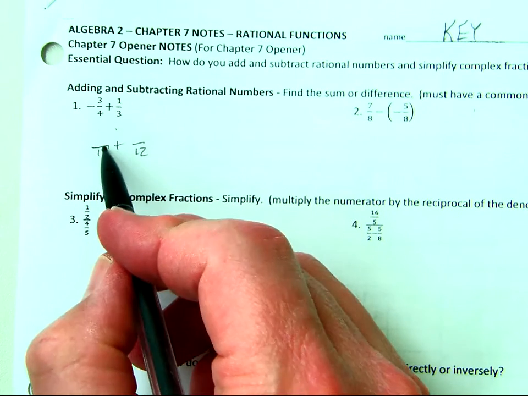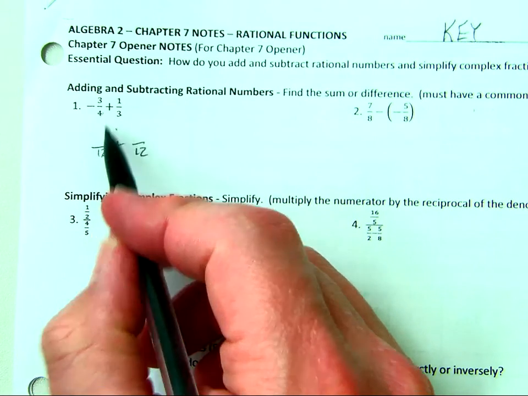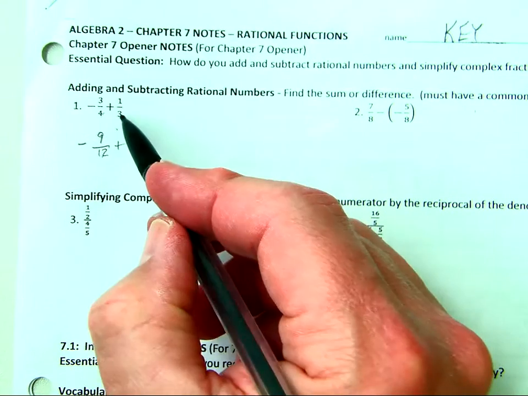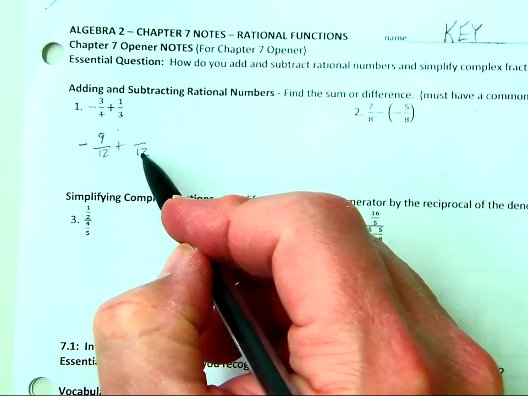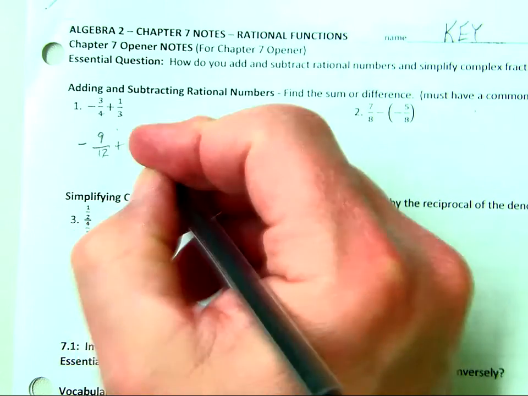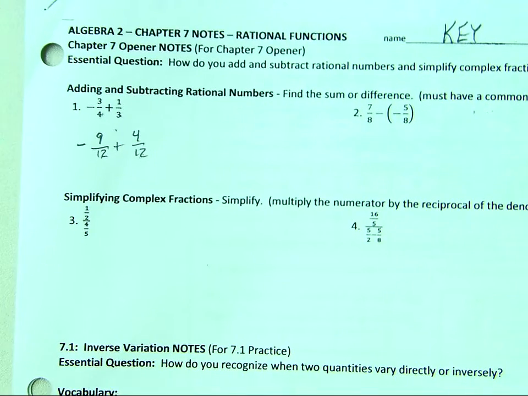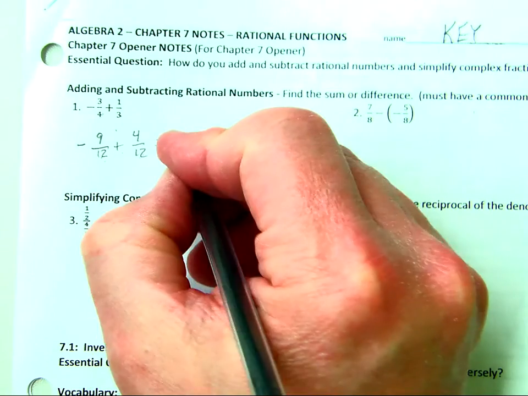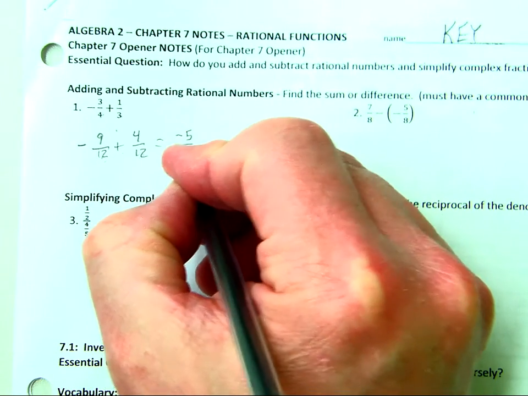So 4 goes into 12 3 times. 3 times 3 is 9. So that's a negative 9 12ths. 3 goes into 12 4 times. 4 times 1 is 4. So we've changed those two fractions into 12s. Now we can combine them. A negative 9 12ths plus 4 12ths is negative 5 12ths.